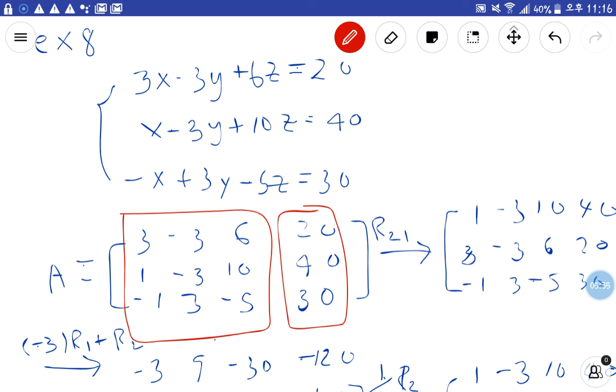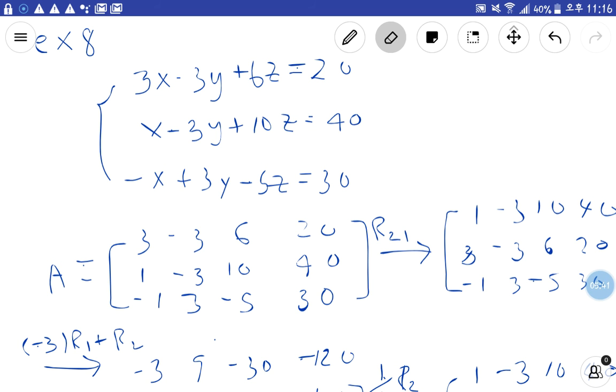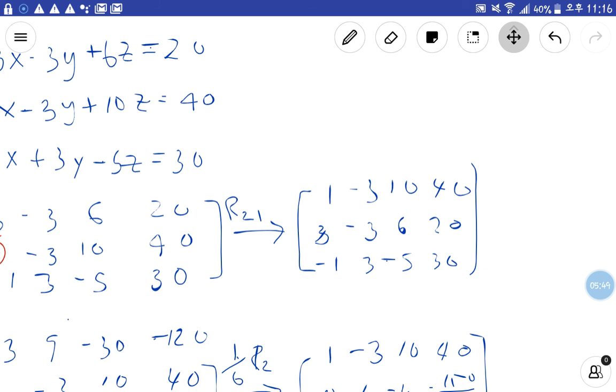All right, so for now I'm going to switch my second and first row so that my 1 can go into here. If you switch your second row and first row, that would be 1, negative 3, 10, 40, 3, negative 3, 6, 20, negative 1, 3, negative 5, 30.